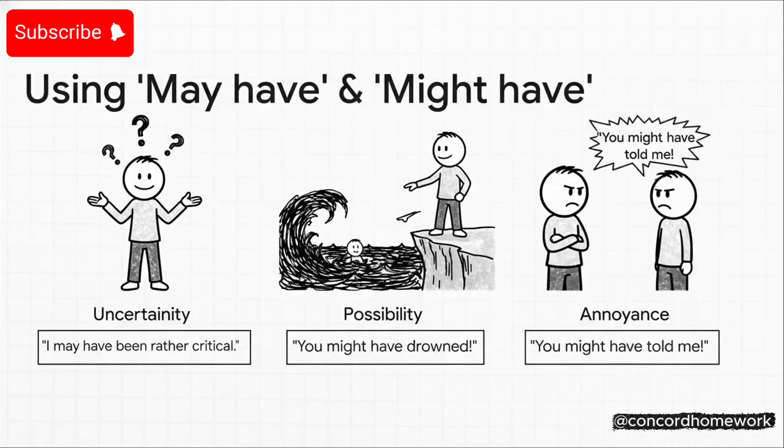Now, may have and might have are super similar. They both point to things that were possible in the past. Like if a friend has a close call while swimming, you might say, "Be careful, you might have drowned."